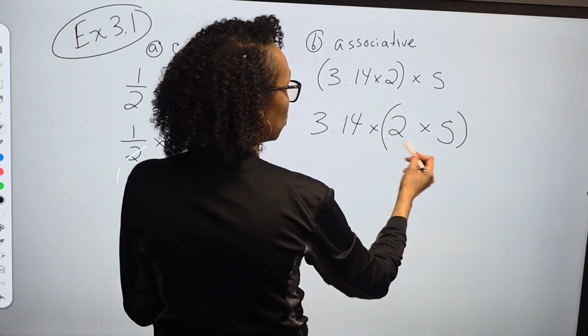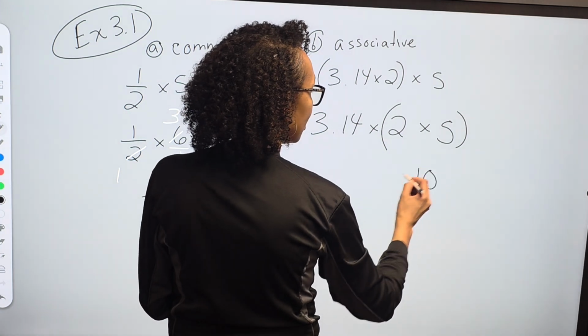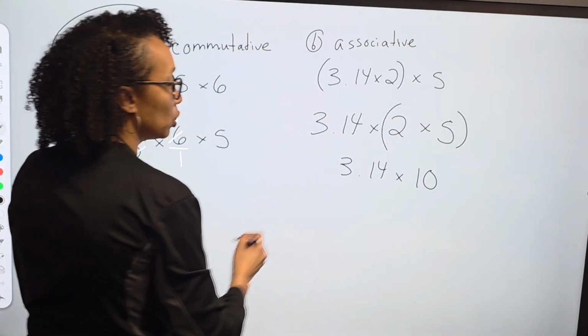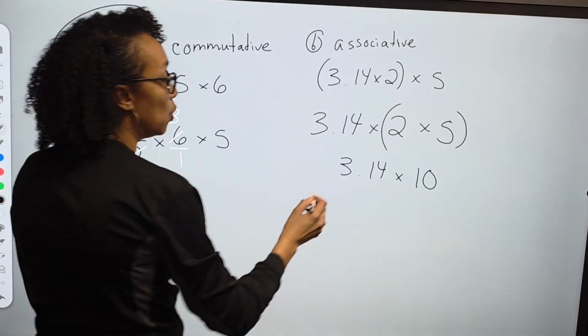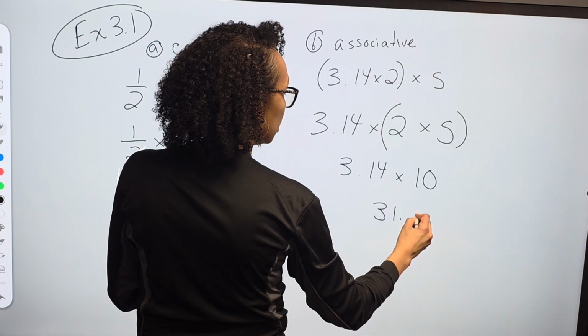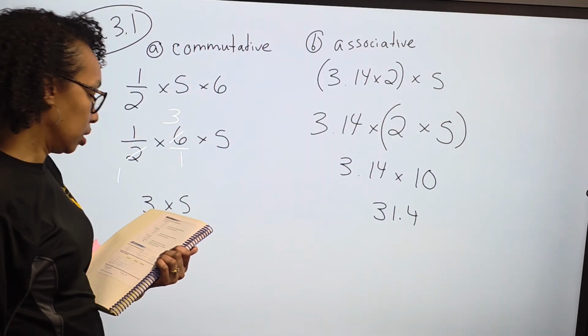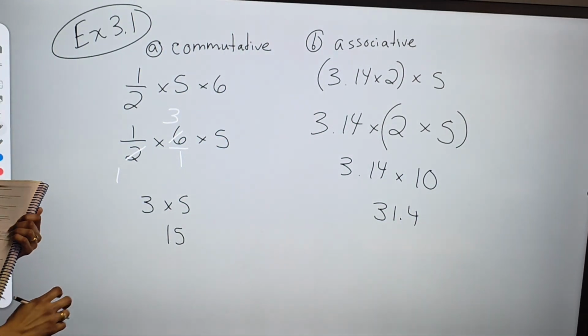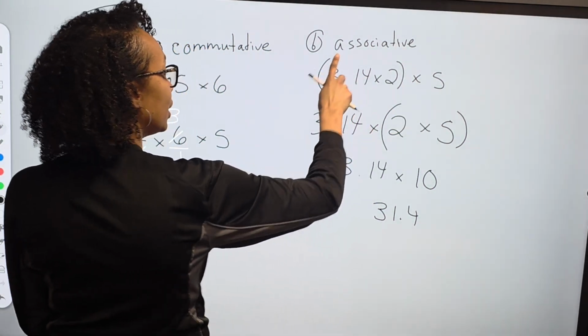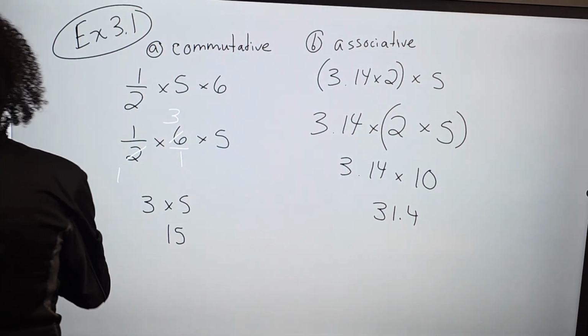Because now I can do, 2 times 5 is 10. And multiplying 10 times 3.14 is much easier. I'm just moving the decimal one place. So 31.4. So using that associative property allowed me to change the grouping, right? The associations changed in that problem.